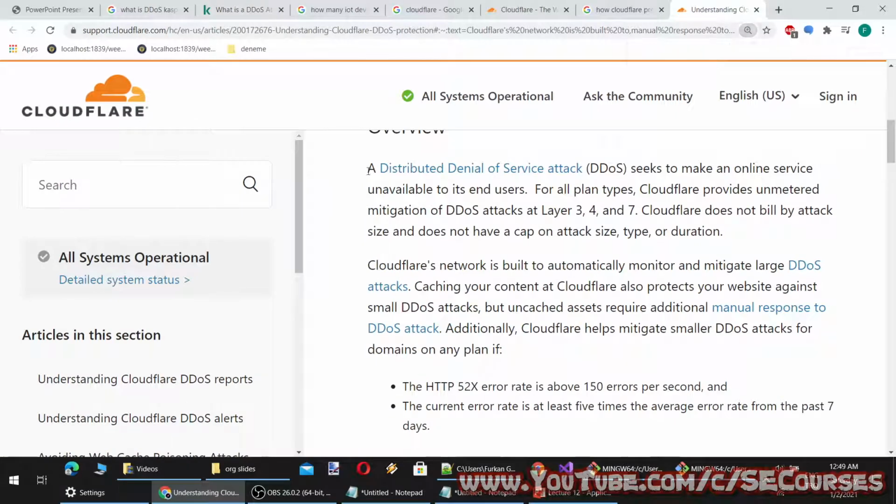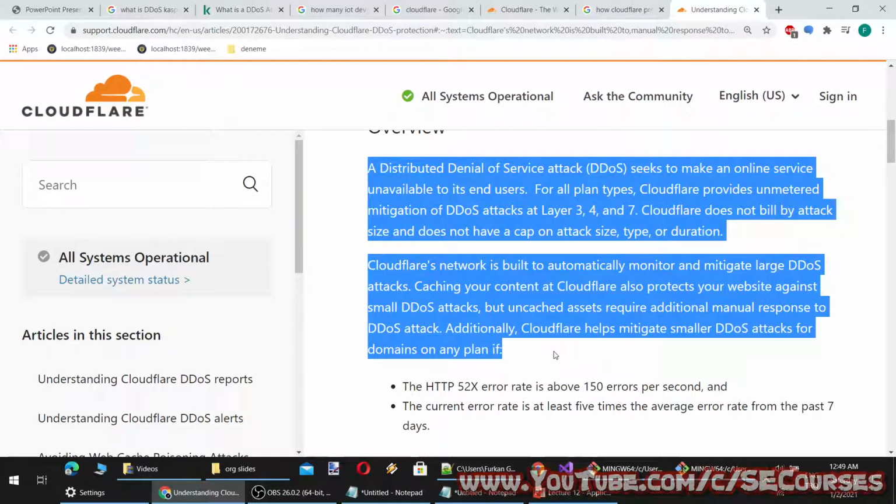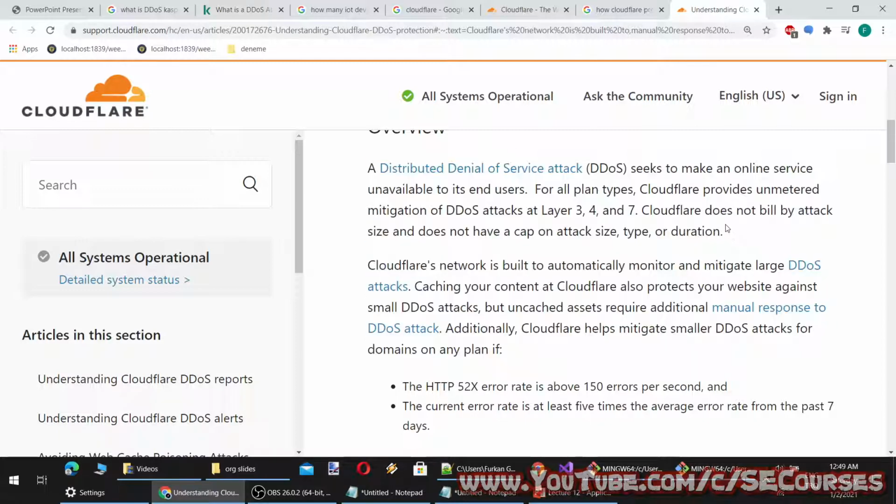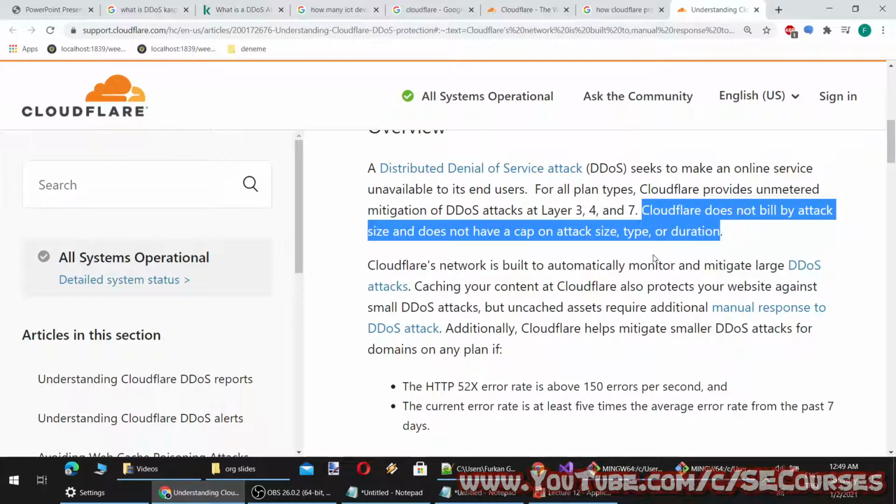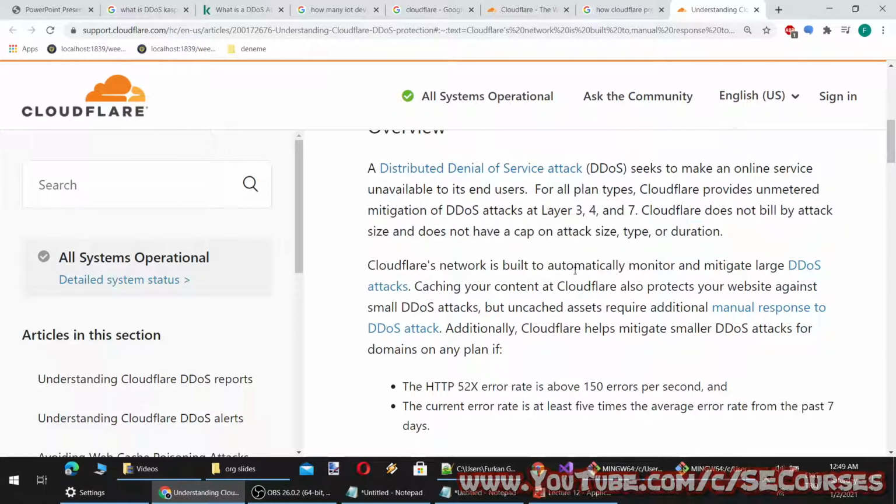A distributed denial of service attack (DDoS) seeks to make an online service unavailable to its end users. For all plan types, Cloudflare provides unmetered mitigation of DDoS attacks at layer 3, 4, and 7. Cloudflare does not bill by attack size and does not have a cap on attack size, type, or duration. Cloudflare's network is built to automatically monitor and mitigate large DDoS attacks.